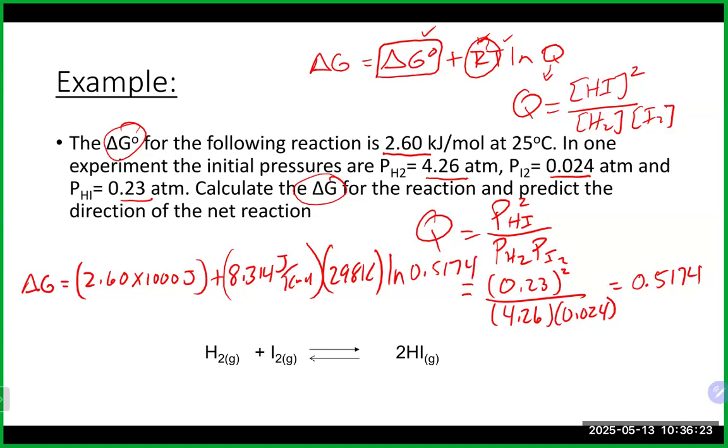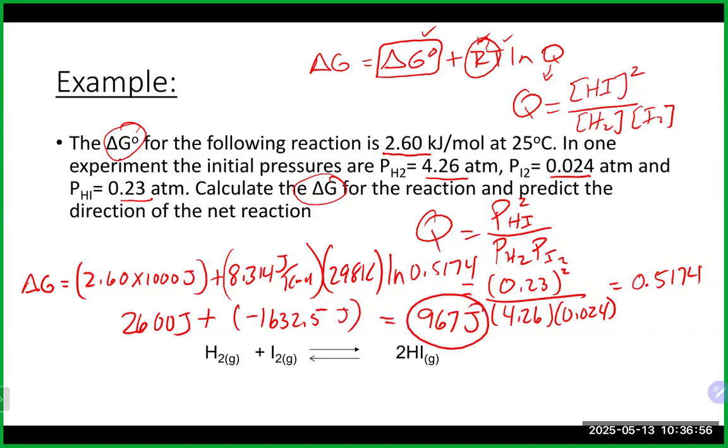0.5174 in this case. So we'll take the natural log of that, times it by 298 and times it by 8.314. That's going to get us negative 1632.5, and again, these are in joules. On the front end, obviously we times that by 1,000, we got 2,600 joules. So that plus our number there is going to hit us with a delta G of 967 joules in this case, about 0.967 kilojoules if you want kilojoule units.